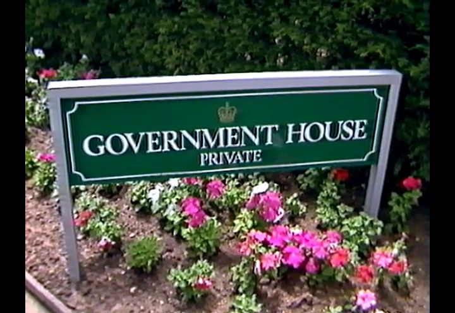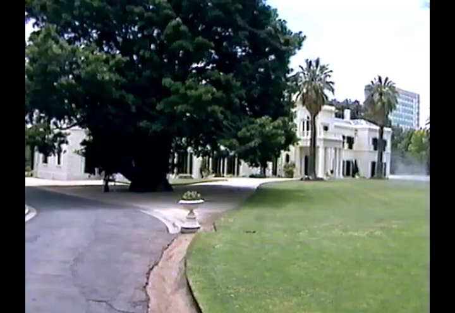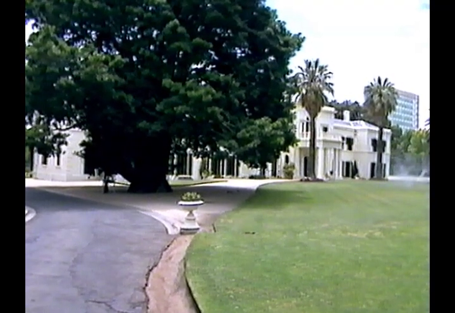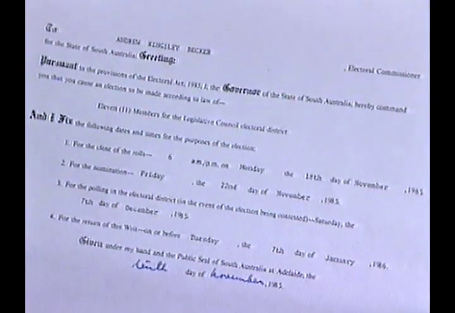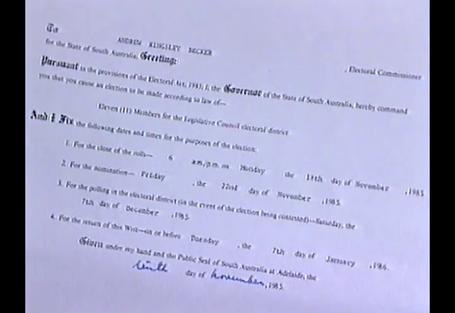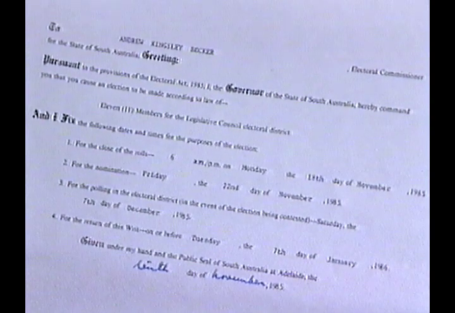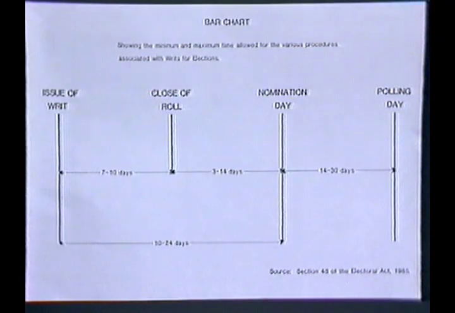A general election is caused when writs are issued by the Governor of South Australia, and he is usually advised by the government of when to do this. There is a separate writ for each house, and an election is not completed until both writs have been returned to the Governor. In the writs, the Governor fixes the date and time for the close of the electoral rolls, the date for the nomination of candidates, the date of the election, which must always be a Saturday, and the date for the return of the writs.